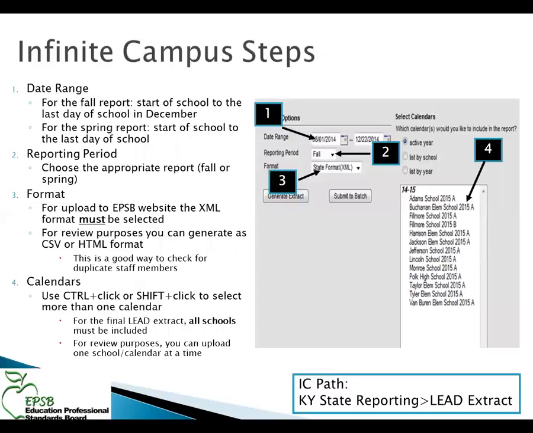So looking at the extract page in Infinite Campus, which can be found in IC under Kentucky State Reporting and then Lead Extract, the first thing you have to select is the date range. Make sure you do not leave either of these fields blank. I know Infinite Campus will allow you to leave them blank, but for lead purposes, you do need to input something into both ends of the date range.